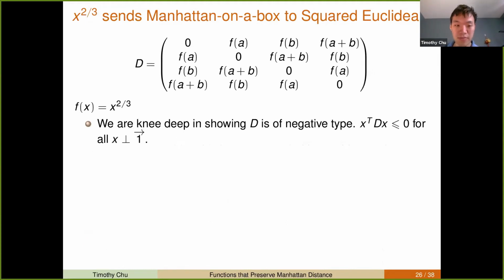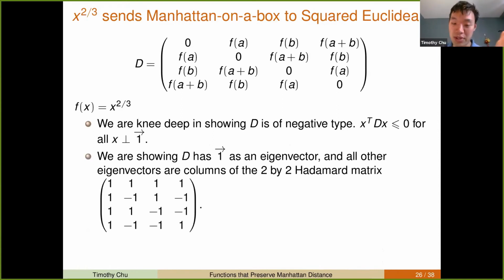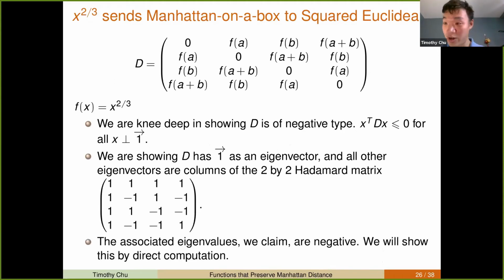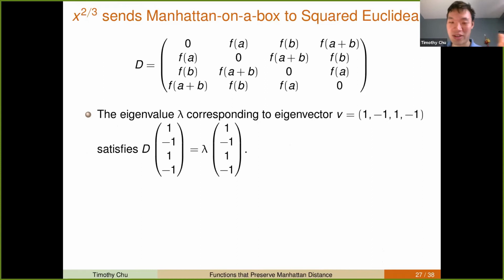Great. So once again, we're knee deep in showing D is negative type. We know D has the all ones vector as an eigenvector, and all the other eigenvectors are columns of the 2x2 Hadamard matrix. So let's just figure out what the associated eigenvalues are to show that this matrix is negative type. Well, let's just take the eigenvector 1, -1, 1, -1. And we know this satisfies D times that vector is equal to lambda times that vector.